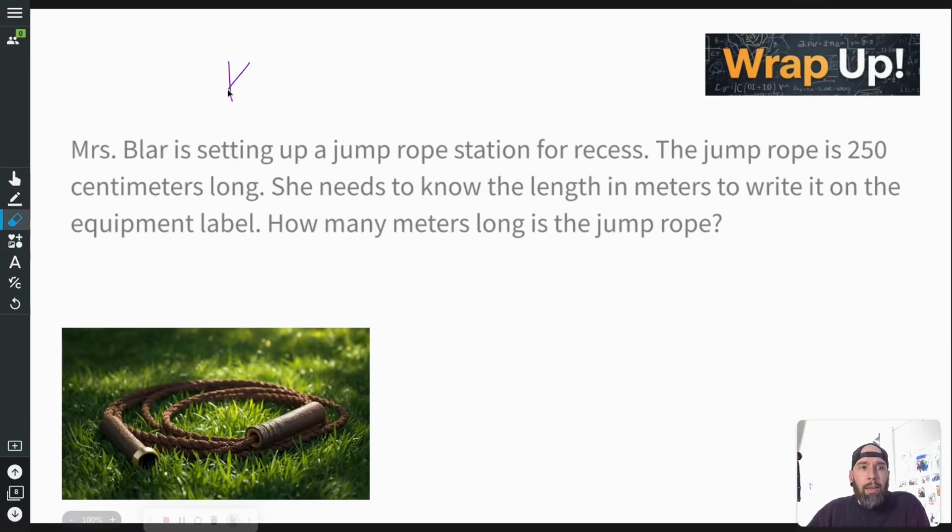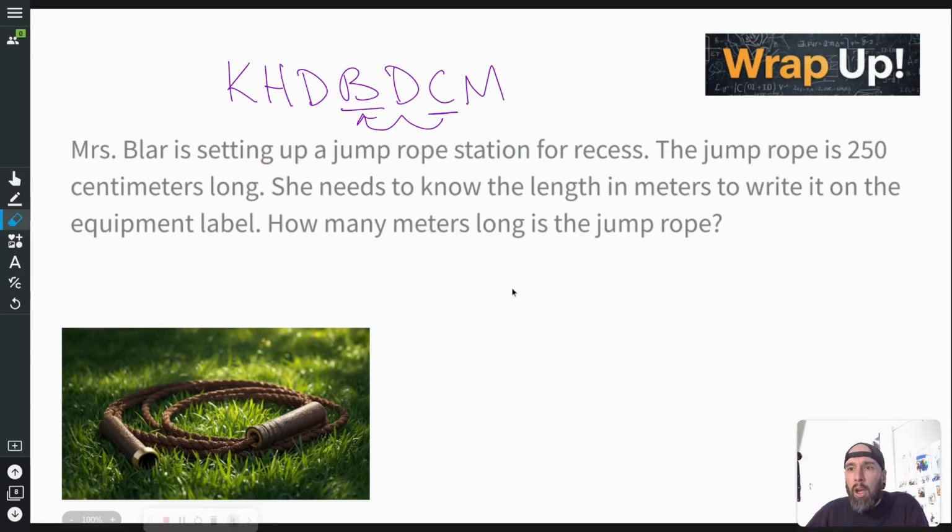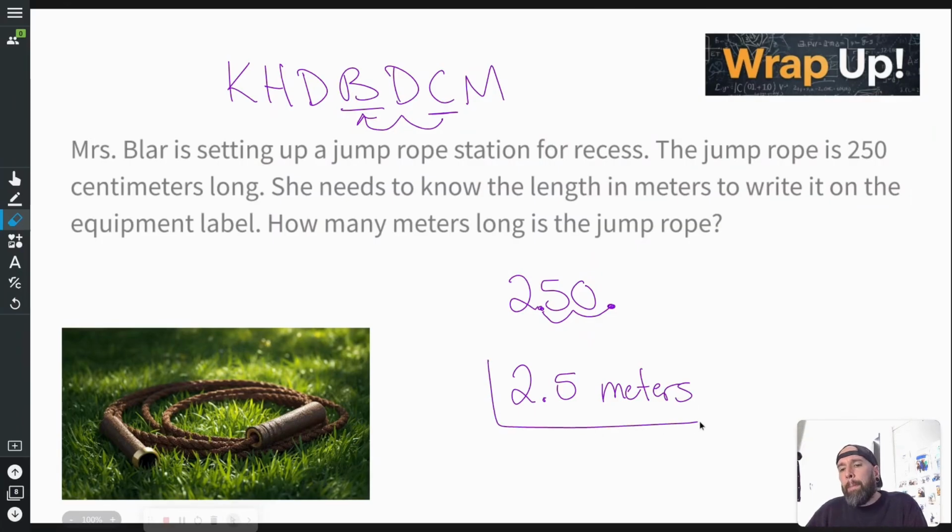Well, King Henry died by drinking chocolate milk. We want to go from centimeters to the base of meters. So we're going larger, which means we're going to the left. So we write out 250. We put a decimal where the decimal should be. We go to the left 2 spaces, just like we did up there. 2 and 5. We don't need that 0. So 2 and 5/10 meters. 2.5 meters. Or I could have just put the letter M.